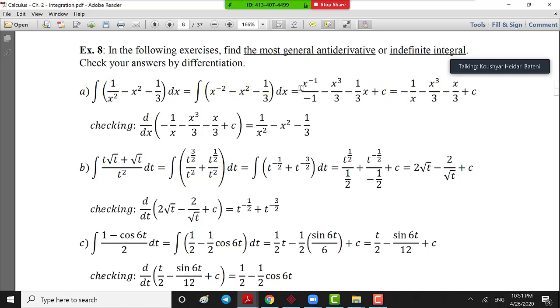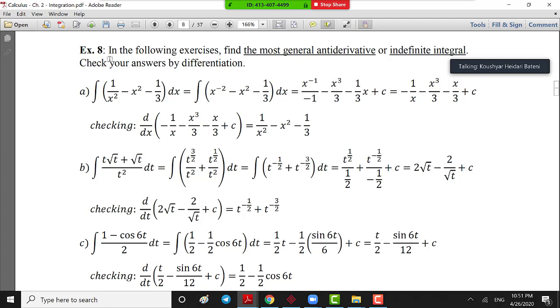So, guys, do you see the screen? Very well. This was the result of our integration. After that, we just do some simplification for the result to look better. Instead of x to the minus 1 over minus 1, we write minus 1 over x. And the rest is properly simplified.